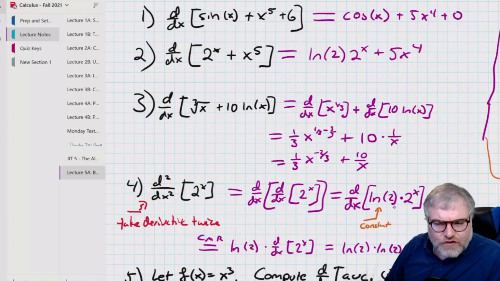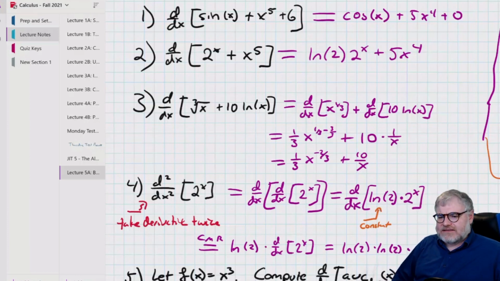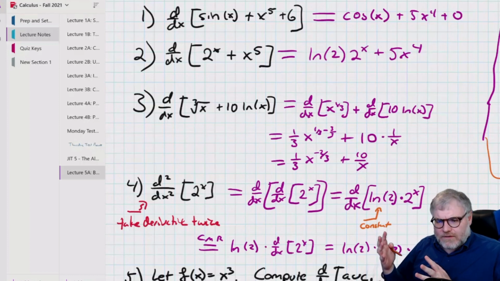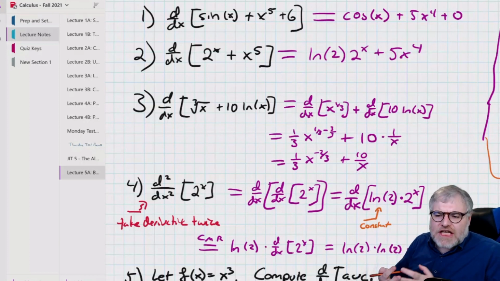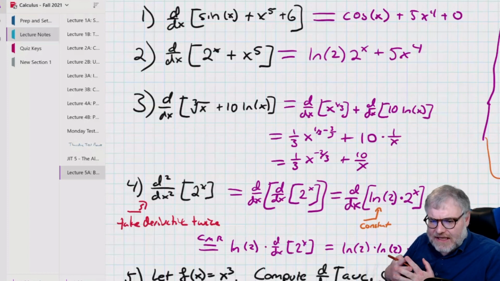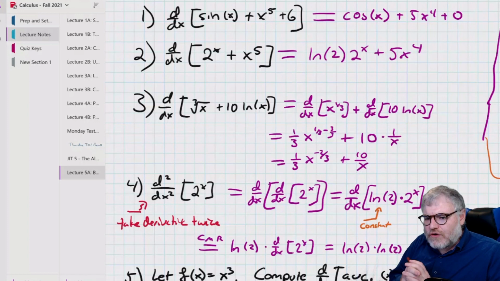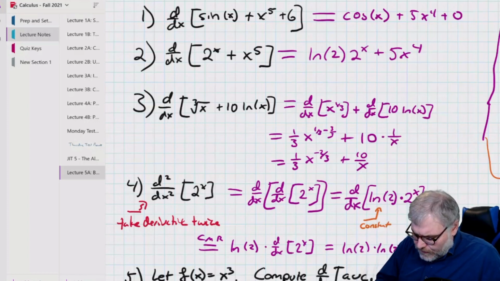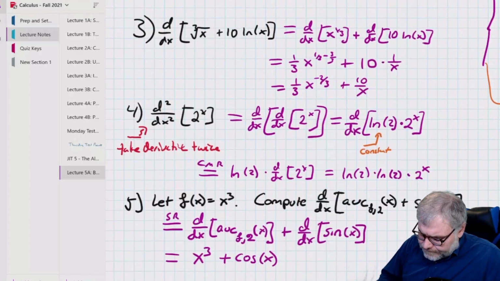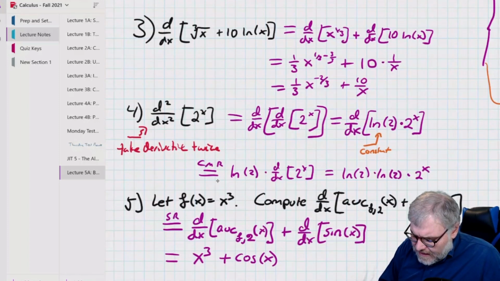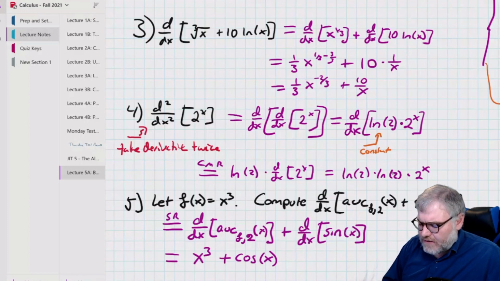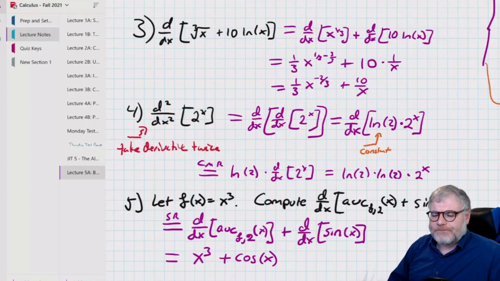Now, this log of 2 is actually a constant. Okay? It's just a number, like the square root of 3. There's nothing else happening there. It's a fixed number. It's not a function. It's just the log of 2. So the natural log of 2 becomes a constant that I pull off with the constant multiple rule, which I did here. I get log of 2 times the derivative of 2 to the x, which is going to give me 2 of these: log of 2 times log of 2 times 2 to the x.